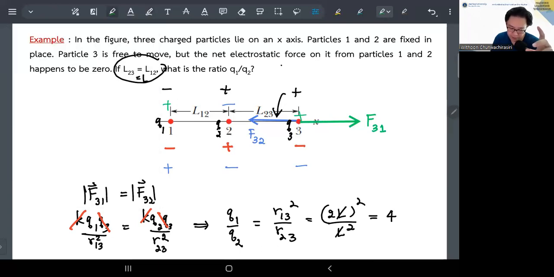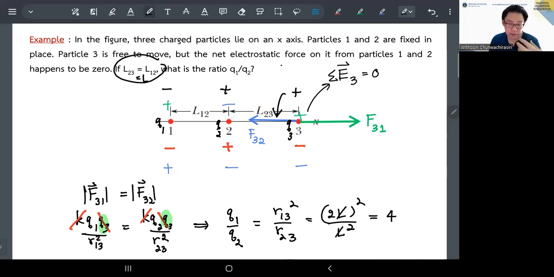During the process of doing this, if you notice, I can cancel Q3 out. That's exactly what happens if you would like to think of this particular problem from the perspective of electric field. Cool? Wow. If you want to think about this in terms of the field, it's exactly the same as saying, well, hey guys, I would like to calculate the ratio of these two charges where the field at point 3 equals 0. Does that make sense?